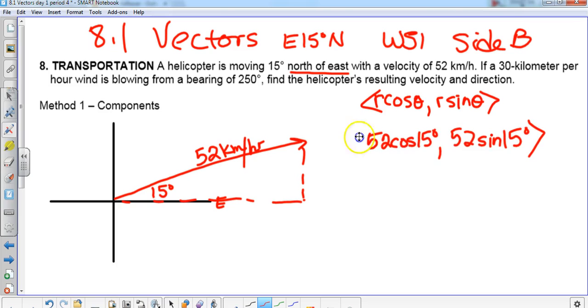I always have students who do that backwards. They want to do 15 cosine of 52. I hope it makes sense to you that the 15 is degrees and it has to go with the cosine, okay? That part should be fairly straightforward. Okay, somebody want to type those in, give me some decimals? 50.2 and 13.5. Thanks, Getty. You rock.